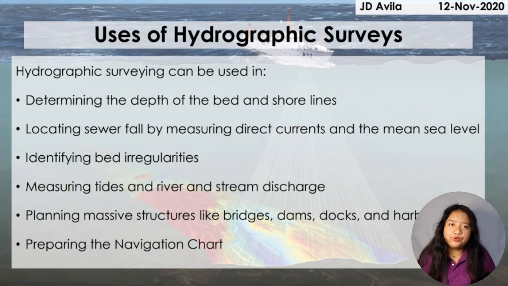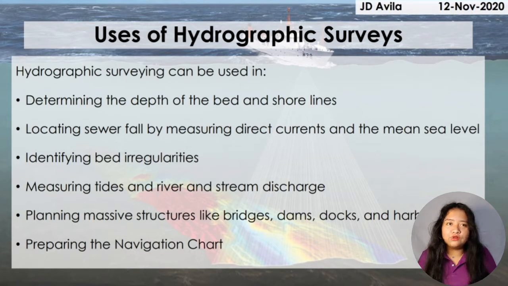So it is important to know the irregularities of the underwater bed because in constructing, the engineers shall know what irregularity is beneath the water. The land found underwater may be sloped or crooked, or it may have a hole, so they need to know that to identify whether it is safe to build something in that area. Hydrographic surveying can also be used in measuring the tides and the river and stream discharge.